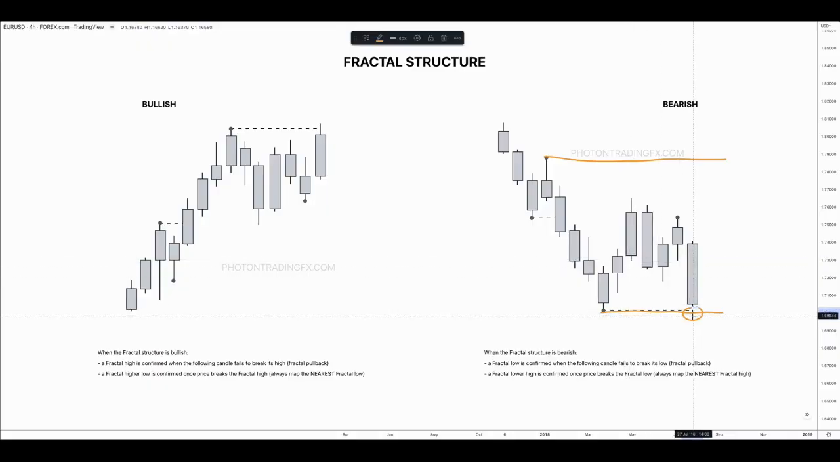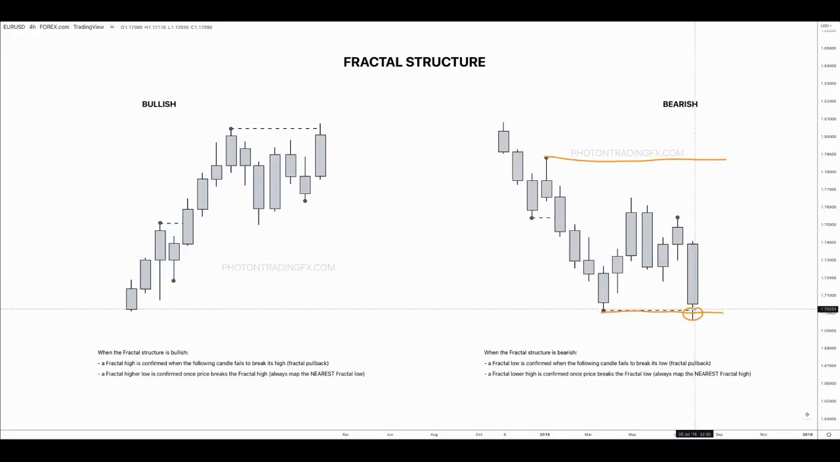And remember, where is our new high? It's going to be the nearest high because we want to be aggressive with fractal structure. So where is the nearest high? The nearest high is the last candle to fail to break the previous candle's low, right? Because we want to see where was that last fractal pullback, that last bullish pullback. This was the last candle to fail to break the previous candle's low, right?